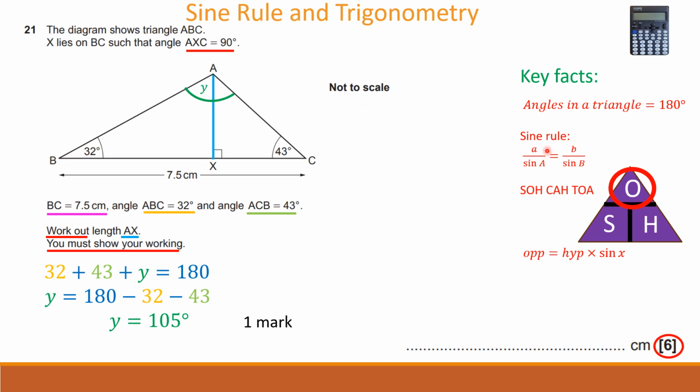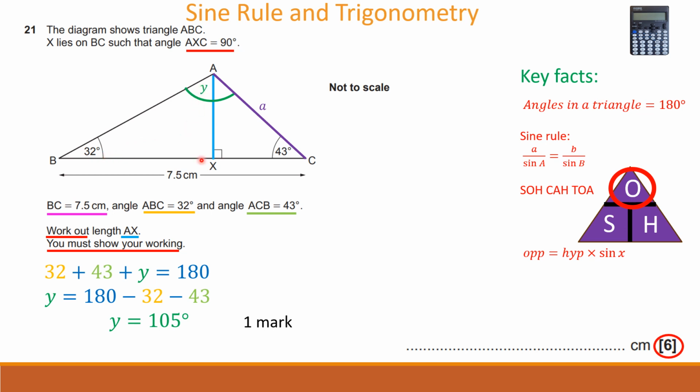So the side, which is what I require, is going to be little a. This is the side I'm requiring to find. So this is going to be little a divided by sine of the capital A, which is the angle. These come as pairs opposite each other. So here's little a, here's capital A.